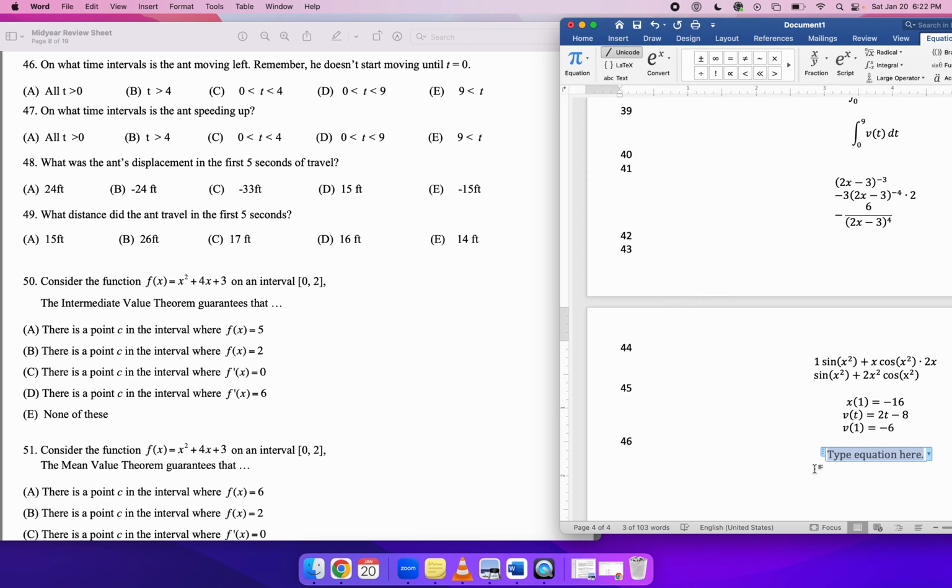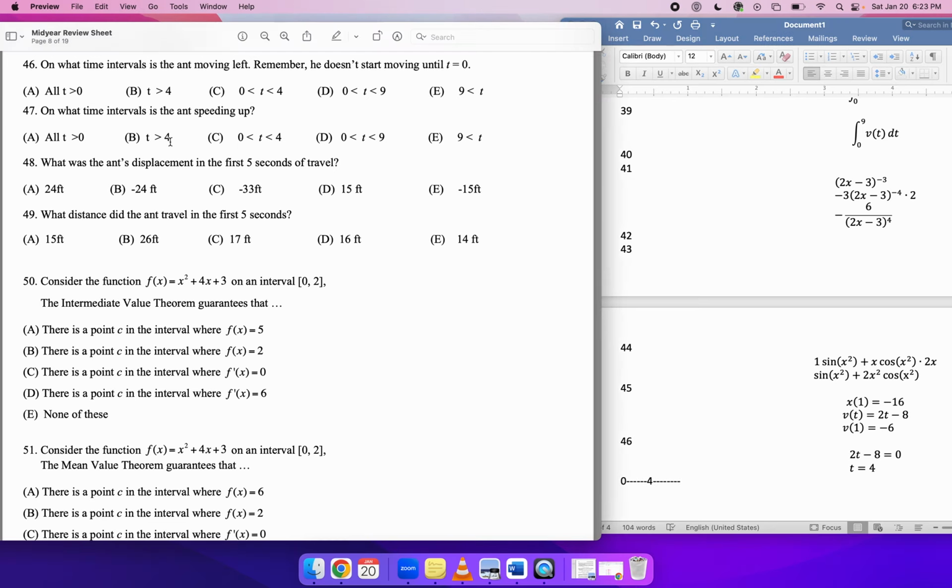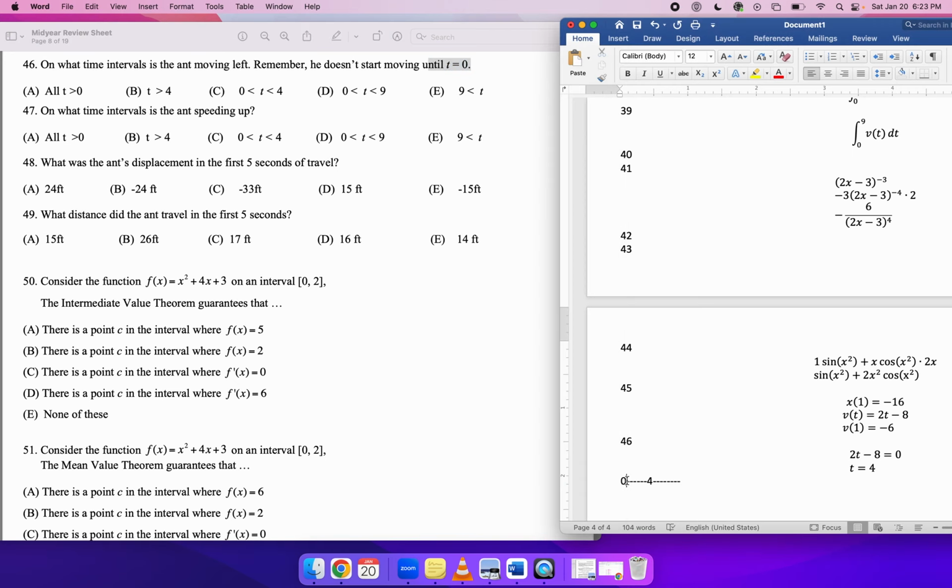The way that you do a sign analysis is you ask, where is my function equal to 0 and where is it undefined? Those are the numbers that you put on your number line. This function's never undefined. So just set it equal to 0, and you'll get the solution t equals 4. So on your number line, you just have the 4. They emphasize that he doesn't start moving until t equals 0, so we're just considering that the universe begins at 0.